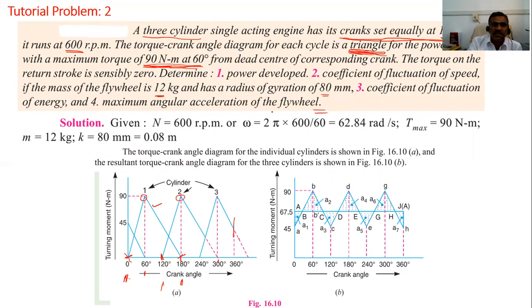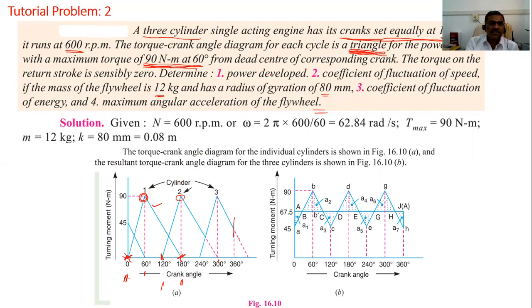For one cylinder, the problem says a maximum torque of 90 Newton meter at 60 degrees. So assume that the cylinder starts at this point. It reaches 90 Newton meter at 60 degrees from the dead center. Then it goes to zero at 180 degrees.